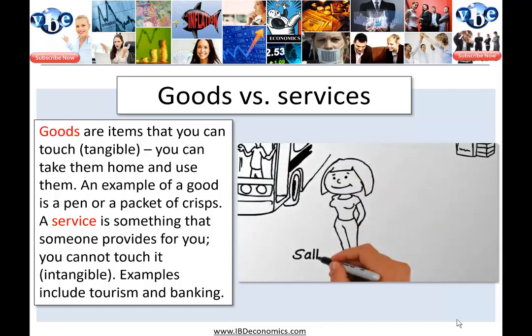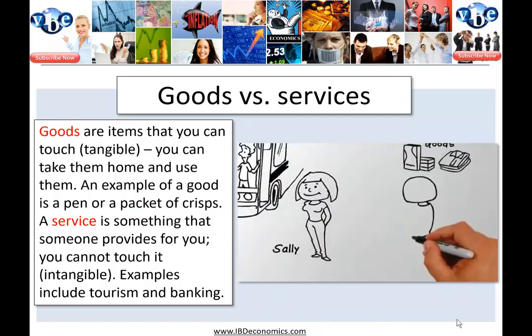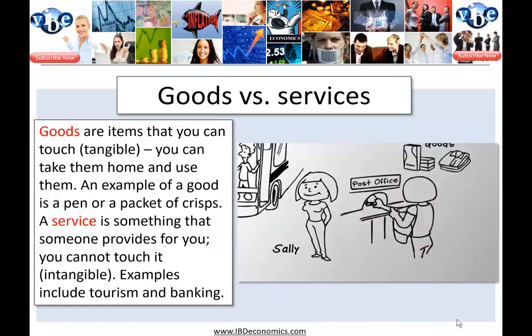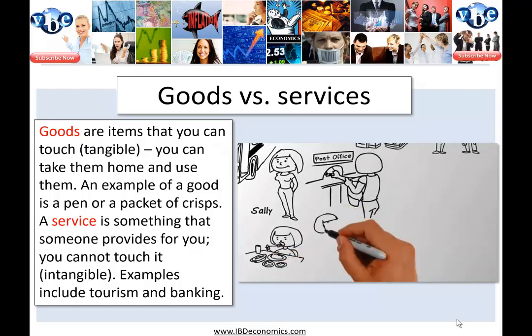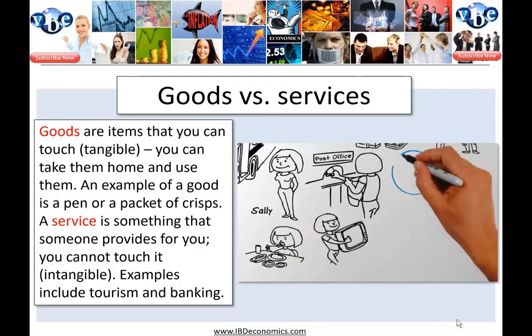Now let's see what Sally is doing in Shopville today. Today, Sally went to the post office and paid for a letter to be delivered. She also had lunch at a restaurant and bought a new TV. Which of these things are goods and which are services? Why don't you see if you can work out which of those things are goods and services?